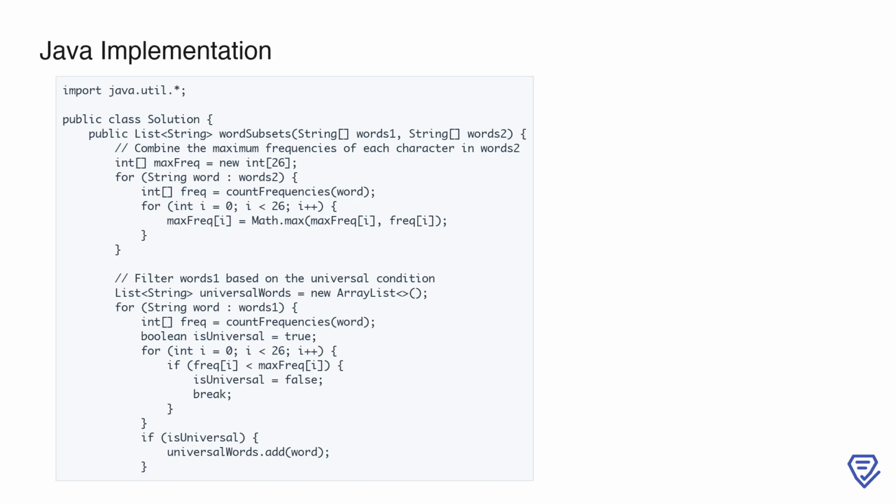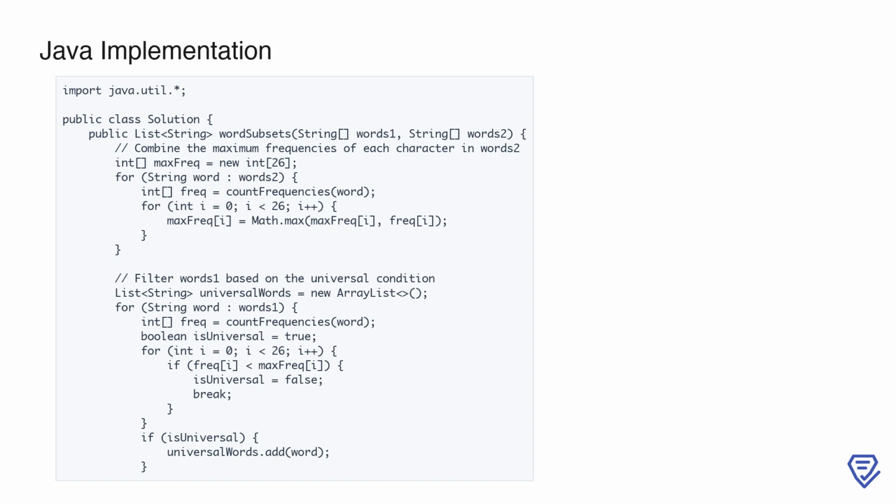Here, we start by defining the wordSubsets method, which takes two arrays of strings, words 1 and words 2. The goal is to determine which words from words 1 are universal with respect to words 2. To do this, we first need to calculate the maximum frequency of each character across all words in words 2. This is done using the max frequency array, where each index represents a letter from A to Z. For every word in words 2, we call a helper method, countFrequencies, to compute the character frequencies for that word. Then, we update max frequency by taking the maximum value for each character index.